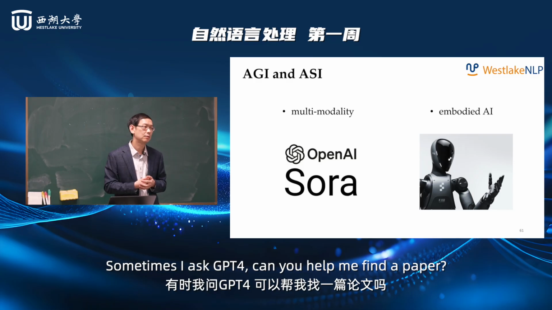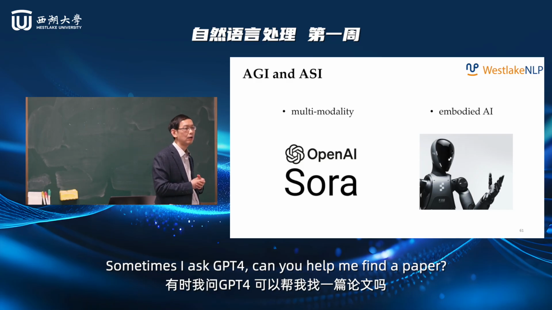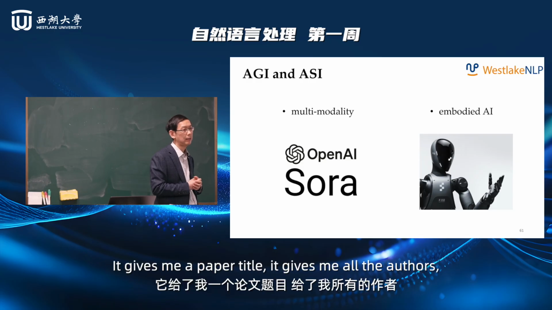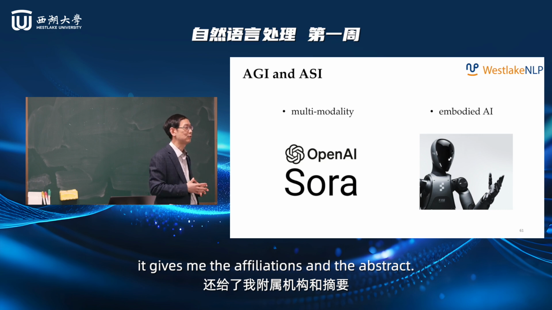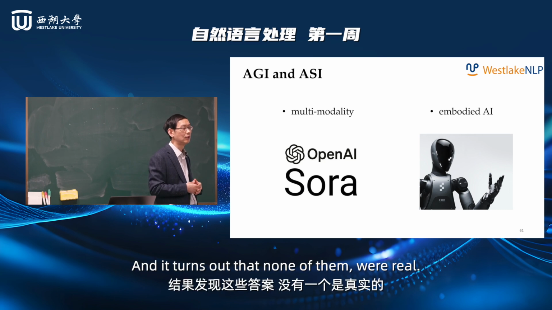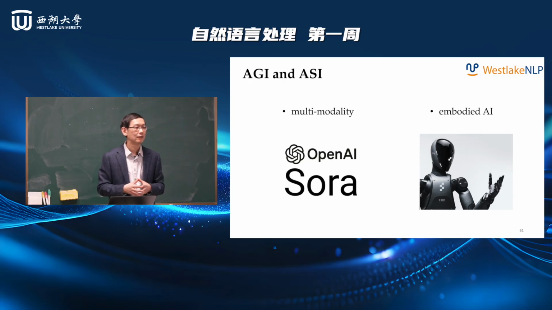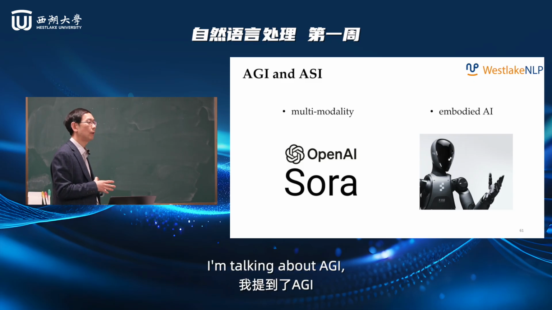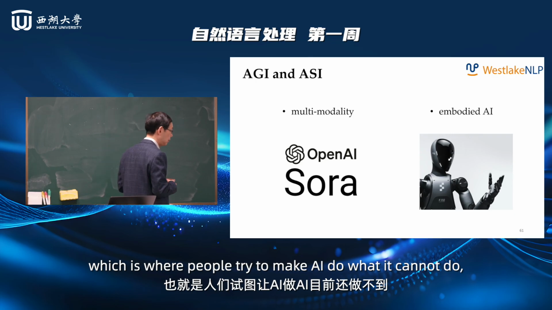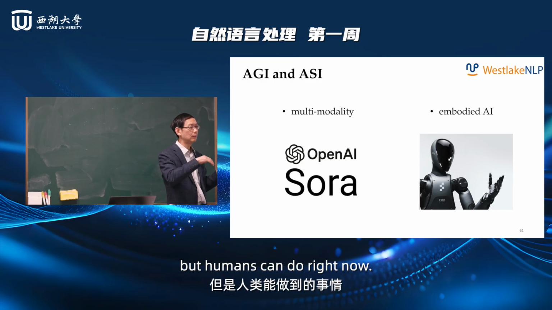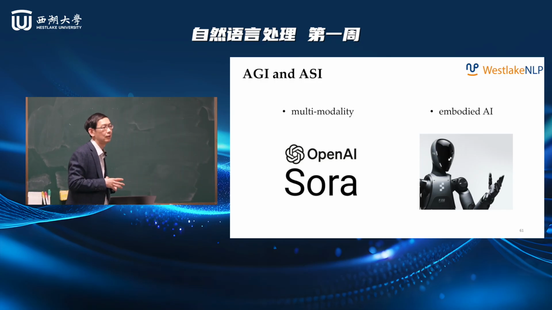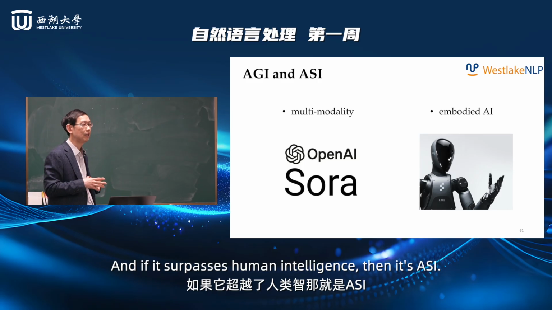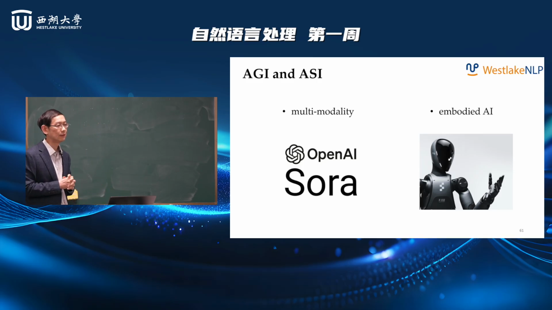Right? Sometimes I ask GPT-4, okay, can you help me find a paper? It gives me a paper title, it gives me all the authors, it gives me the affiliations and the abstract. And it turns out that none of them were real. Okay? So this is called hallucination. Okay, I'm talking about AGI, which is where people try to make AI do what it cannot do, but humans can do right now. Okay, and if it surpasses human intelligence, then it's ASI.